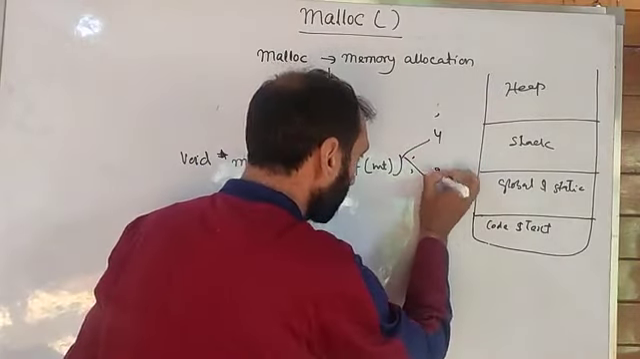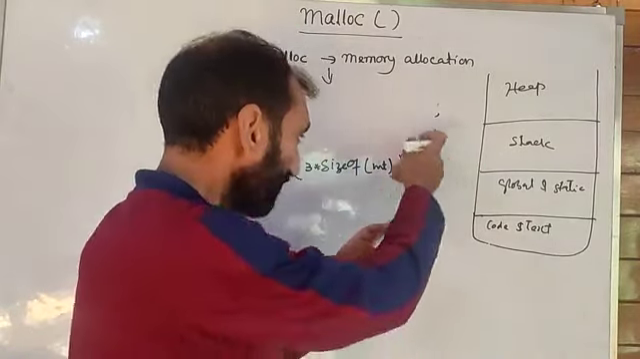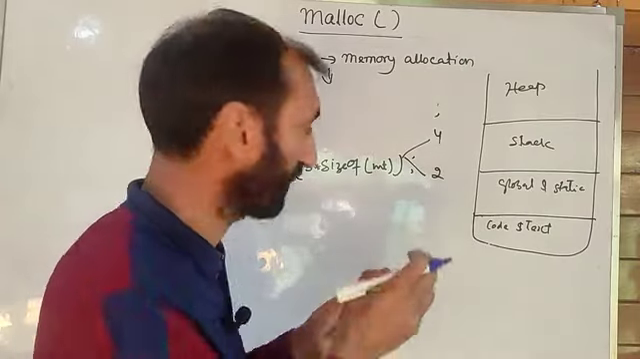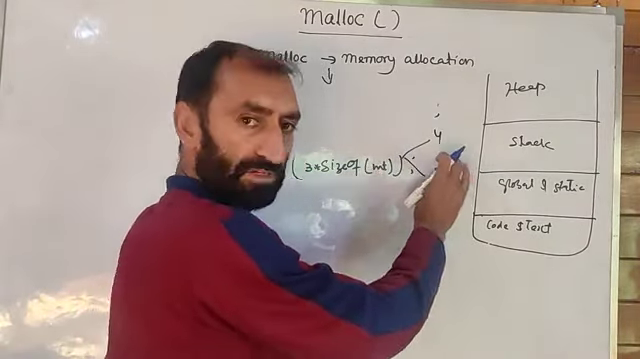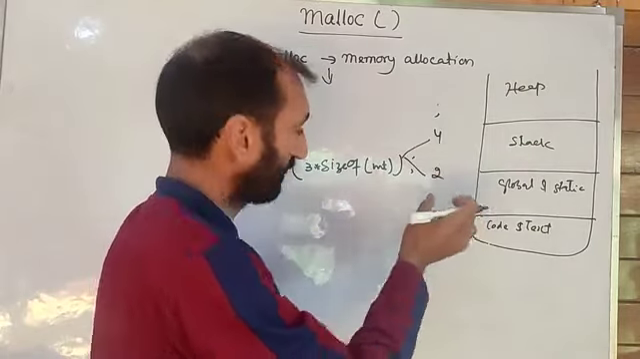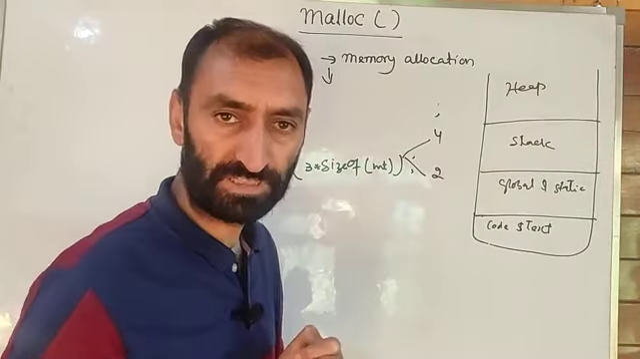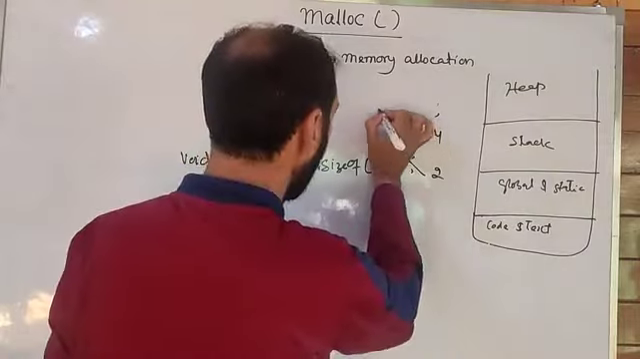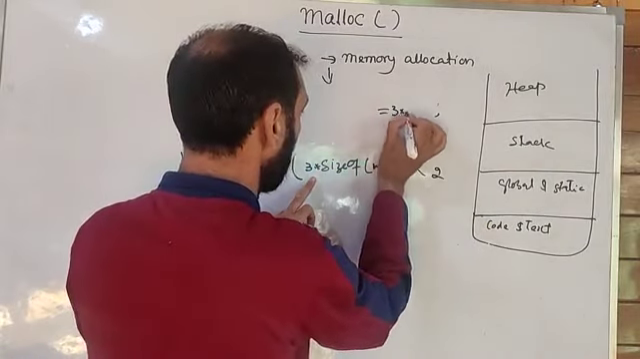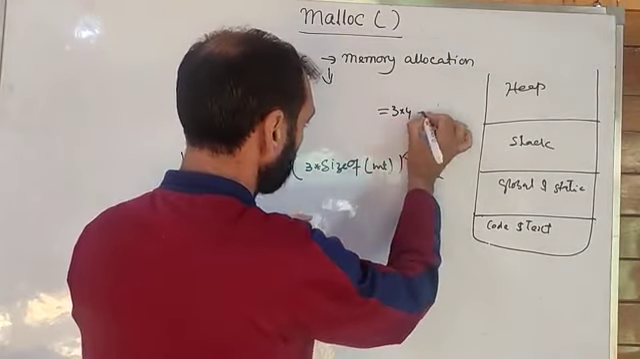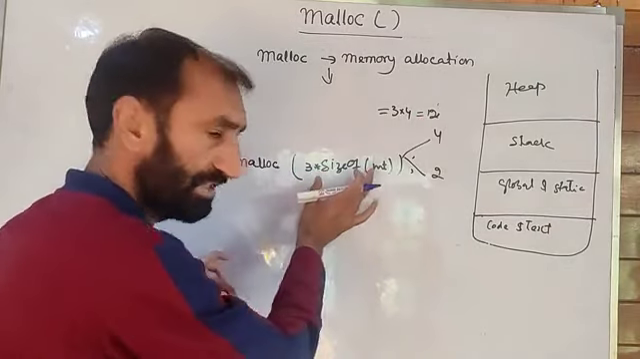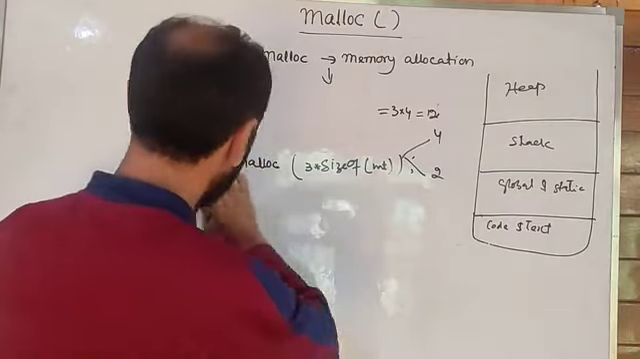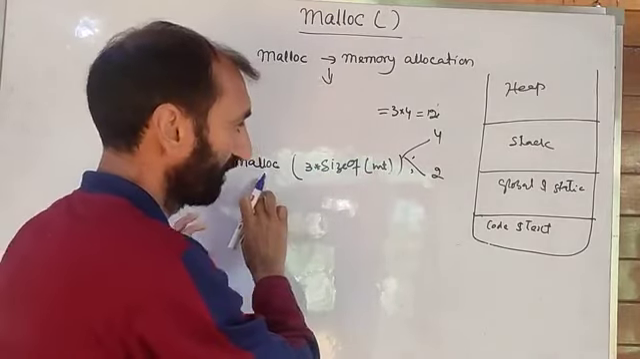is 4 or 2 bytes. That means some compilers allocate 4 bytes of memory for an integer, and some allocate 2 bytes of memory for an integer. That means a total of 3 into 4, that is 12. 12 bytes of memory will be allocated by the memory manager dynamically for this malloc.